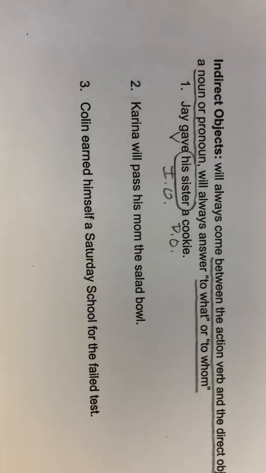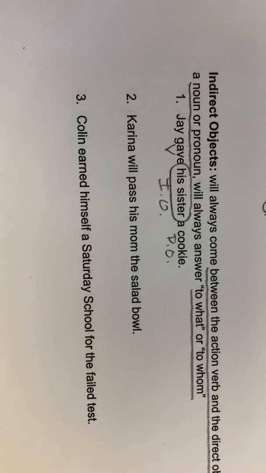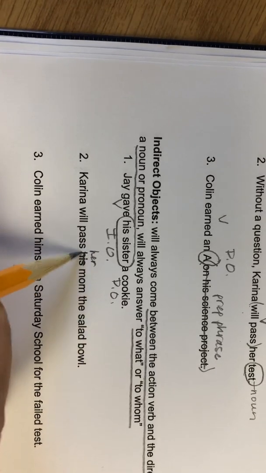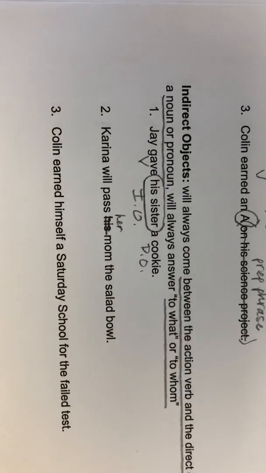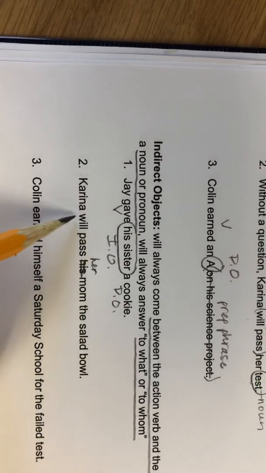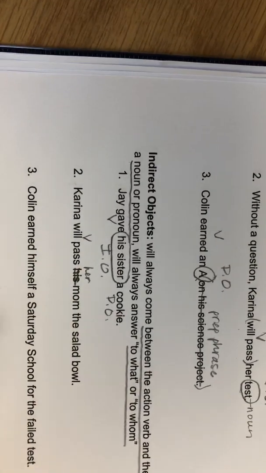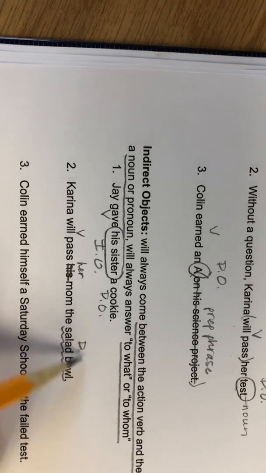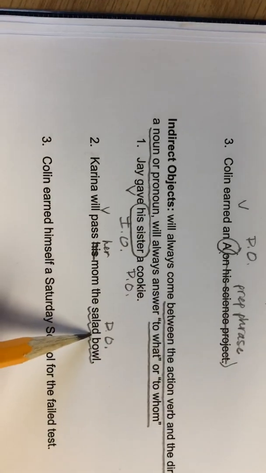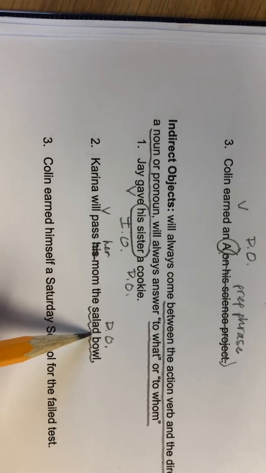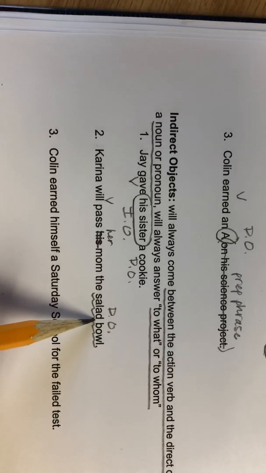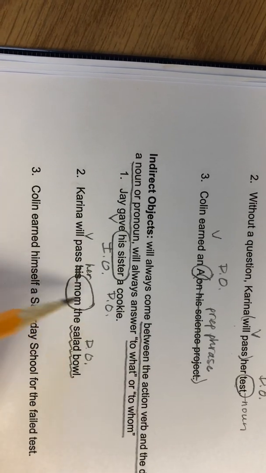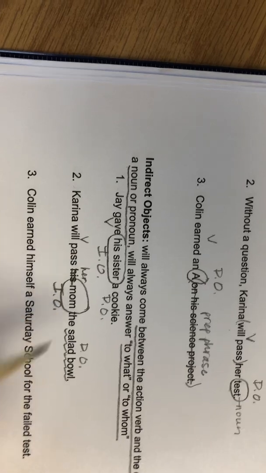Number 2, Karina will pass her mom the salad bowl. Will pass is our verb. Salad bowl answers the question what? She's going to pass what? She's going to pass the salad bowl. So that's going to be our direct object. To whom is she going to pass the salad bowl? To her mom. So that's going to be our indirect object.